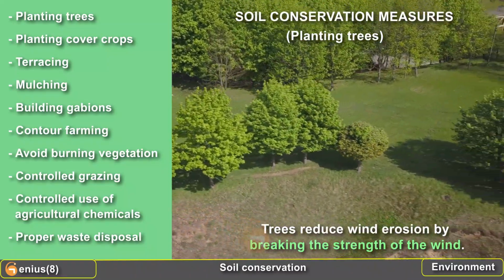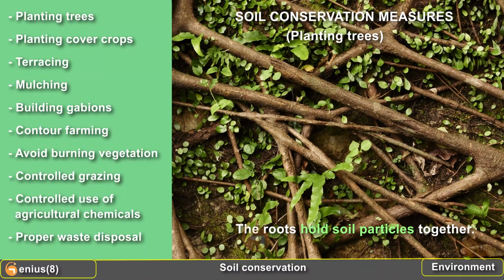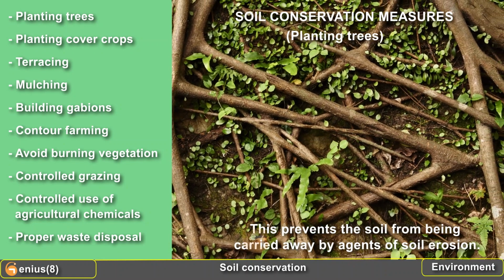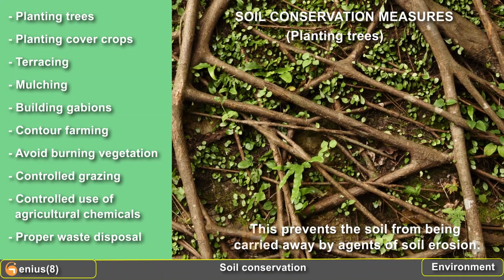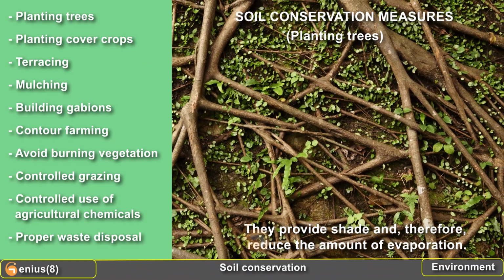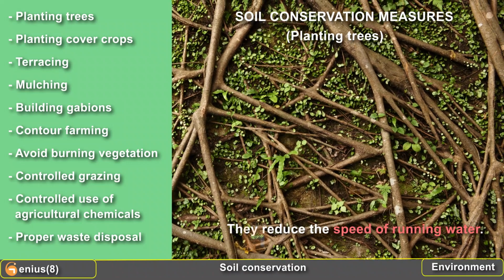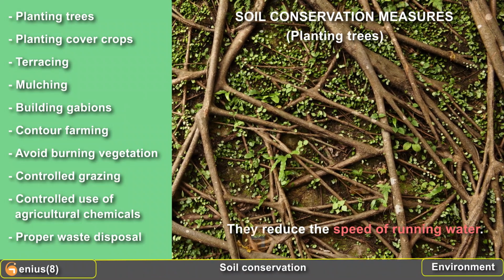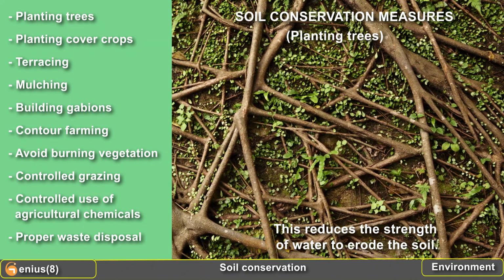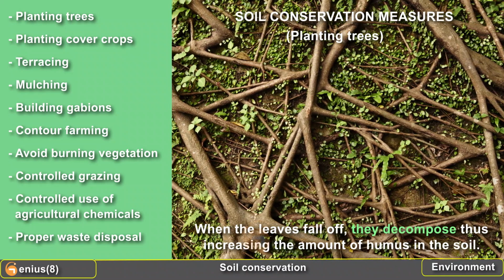Trees reduce wind erosion by breaking the strength of the wind. The roots hold soil particles together. This prevents the soil from being carried away by agents of soil erosion. They provide shade and, therefore, reduce the amount of evaporation. They reduce the speed of running water. This reduces the strength of water to erode the soil. When the leaves fall off, they decompose, thus increasing the amount of humus in the soil.